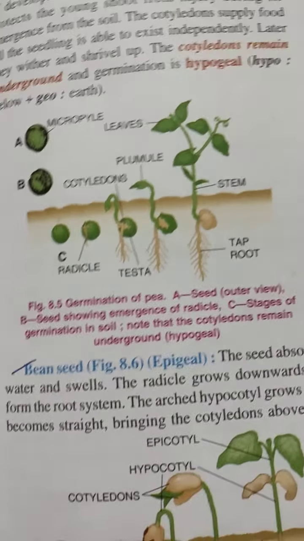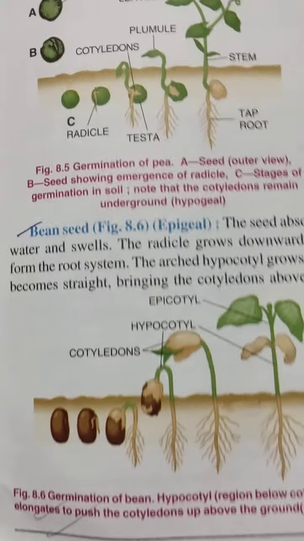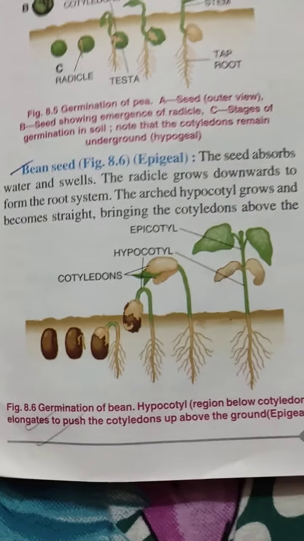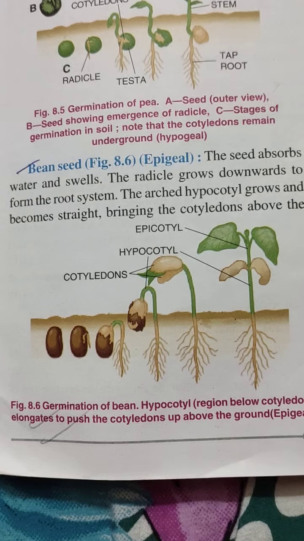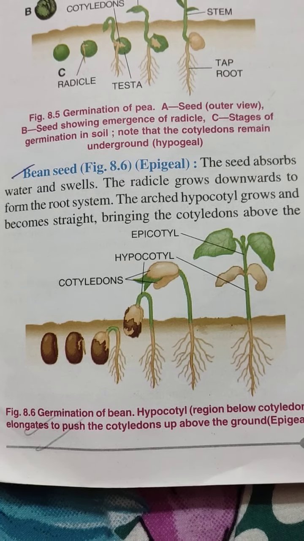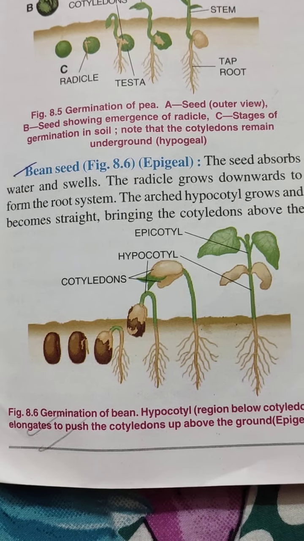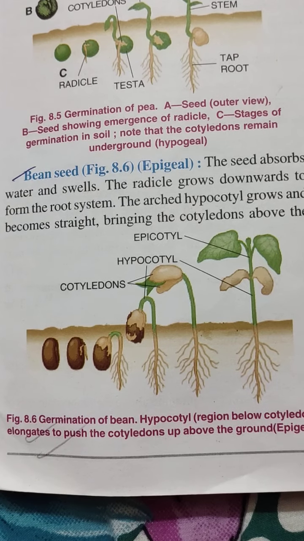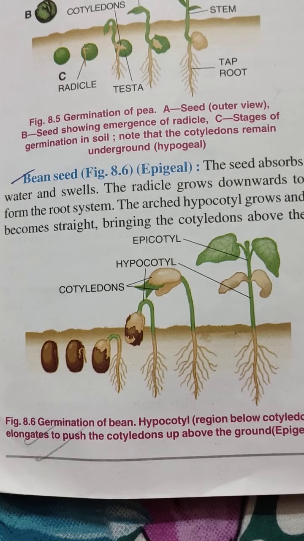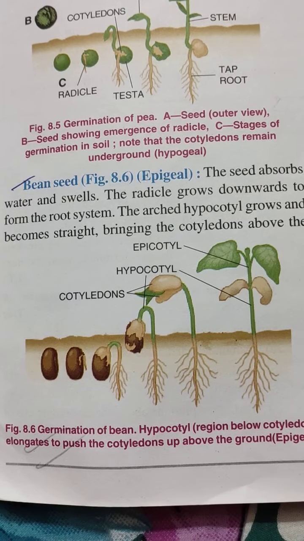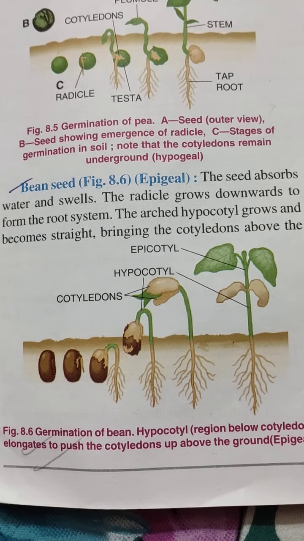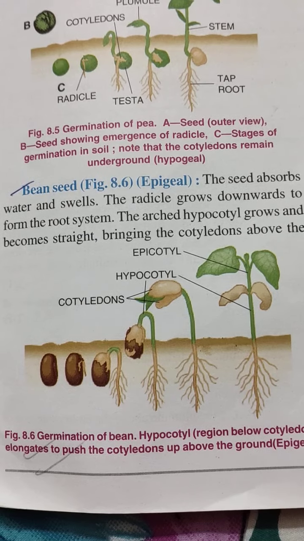Now, in the bean seed, we see the epigeal mode of germination. The seed absorbs water and swells again. Again, the radicle grows downwards to form the root system. The arched hypocotyl grows and becomes straight, bringing the cotyledons above the soil. Germination is therefore epigeal. Epi means above.